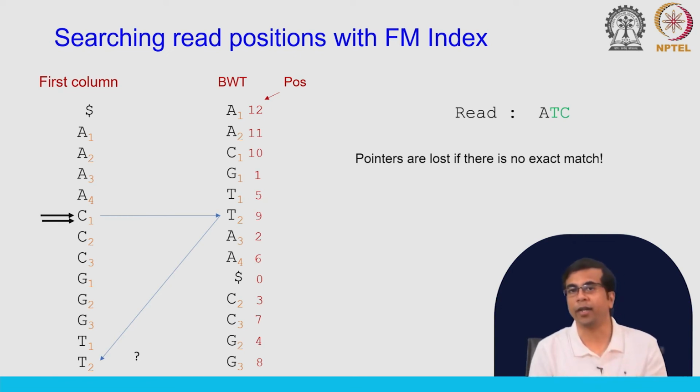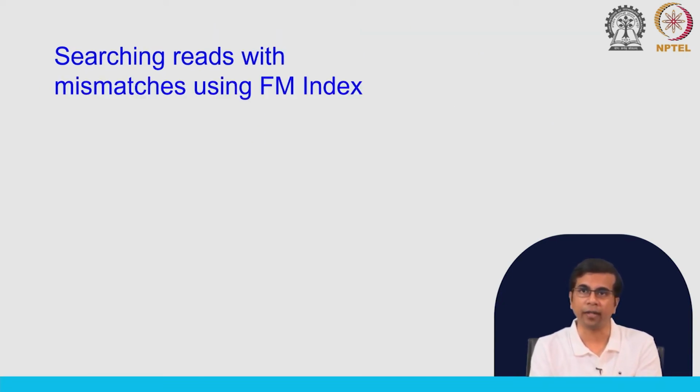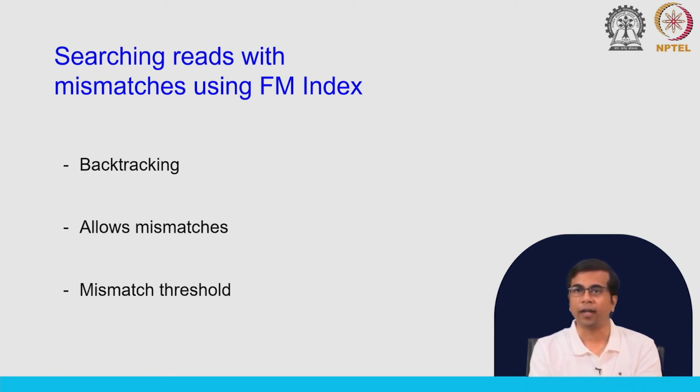What we have seen is, if you have a perfect match, if a read matches perfectly with your reference data, it can find that location very efficiently and very quickly. There is no issue, but if there is a mismatch, again the pointers will be lost. So, what do you do in that case? This is the question that we are left with now: how do you search reads with mismatches using this FM index? Can you do something? And it turns out that you can, and this method is called backtracking. Okay. And it allows for mismatches, and you can also set a mismatch threshold, how many mismatches you would allow in your mapping process.